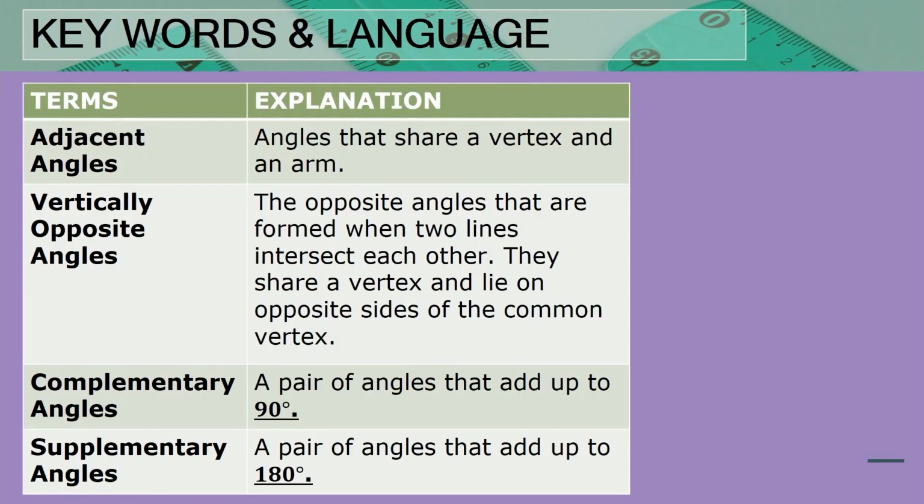So we are going to be working with an adjacent angle. These are angles that share a vertex and an arm. So those are adjacent angles, angles that share a vertex and an arm. Then we are going to look at vertically opposite angles. That is the opposite angles that are formed when two lines intersect each other. They share a vertex and lie on opposite sides of the common vertex. So that would be vertically opposite angles.